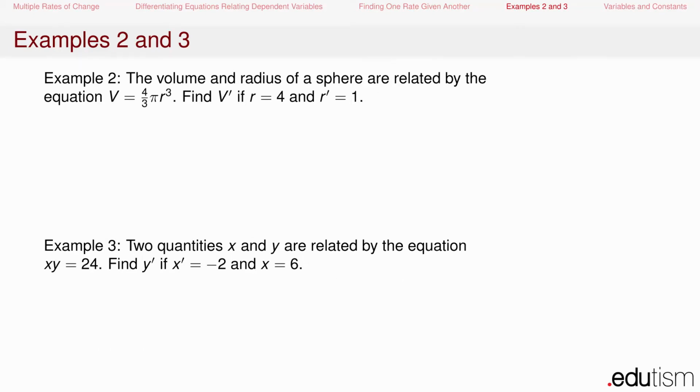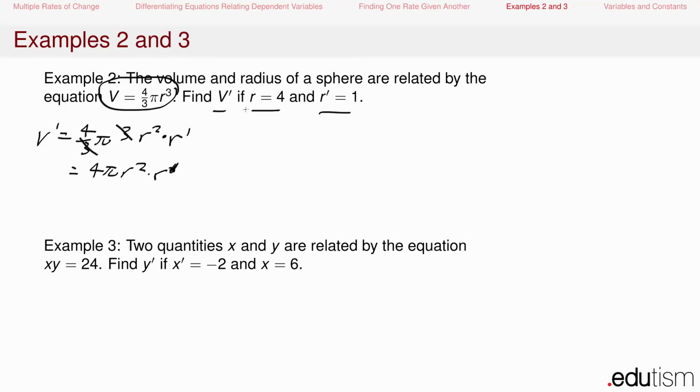In example 2, we have the volume and the radius of a sphere, and they're related by the equation v equals 4/3 pi r cubed. We want to find v prime if r equals 4 and r prime equals 1. So the first thing we've got to do is take this equation and differentiate it. We get v prime equals the 4/3 pi is just a constant, it's going to stay in front. The derivative of r cubed is going to be 3r squared, but because of the chain rule, we have to multiply by r prime. These three cancel, so we get 4 pi r squared times r prime.